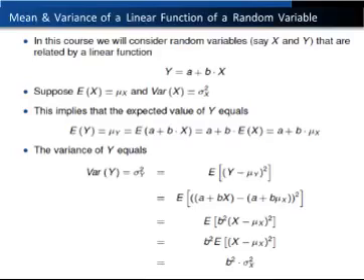Mean and variance of a linear function of a random variable. In this course we will consider random variables, say x and y, that are related by a linear function. Equation: y is equal to a plus bx. Suppose E(x) is equal to mu and variance of x is equal to sigma squared. Thus, by putting in values, E(y) is equal to a plus b mu x, while the variance of y is equal to b squared times the variance of x.